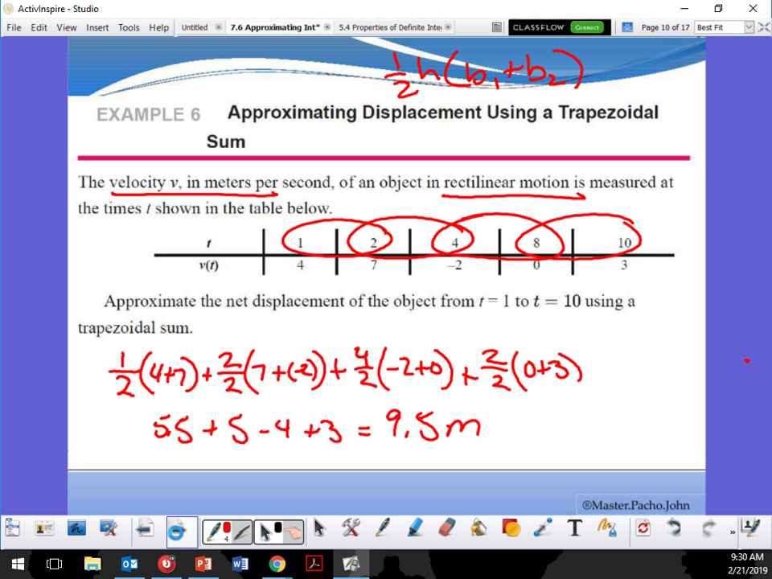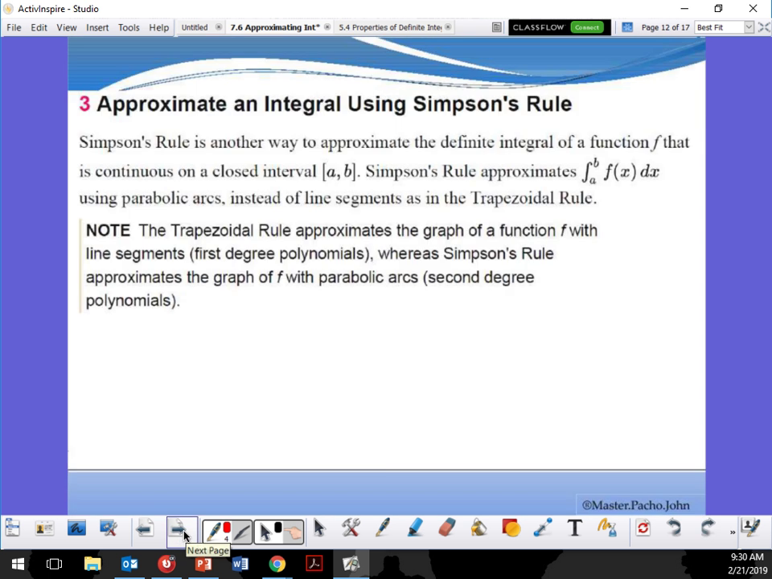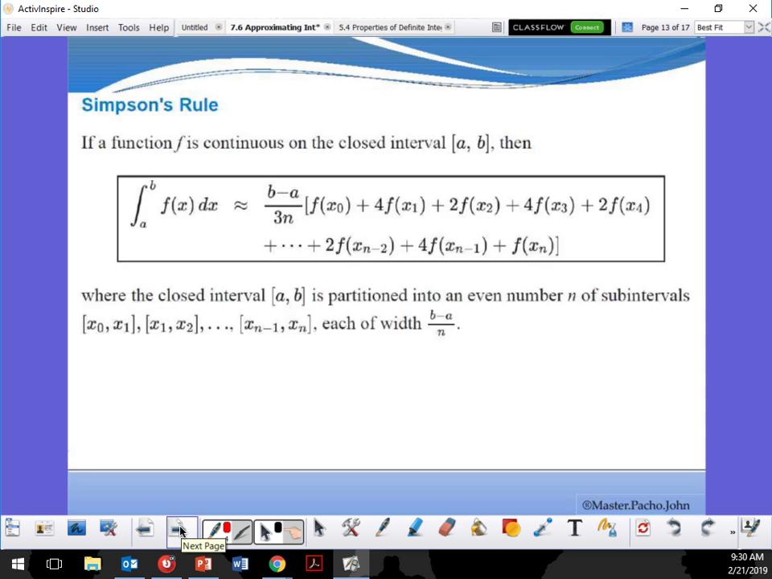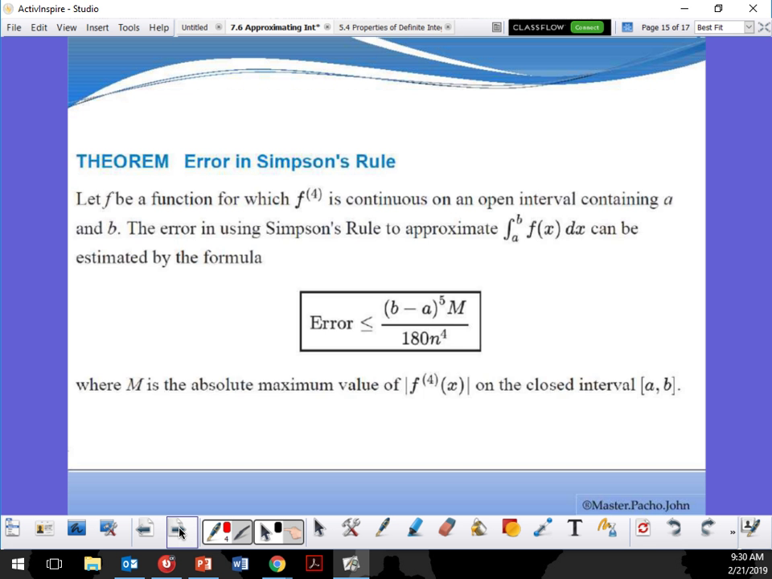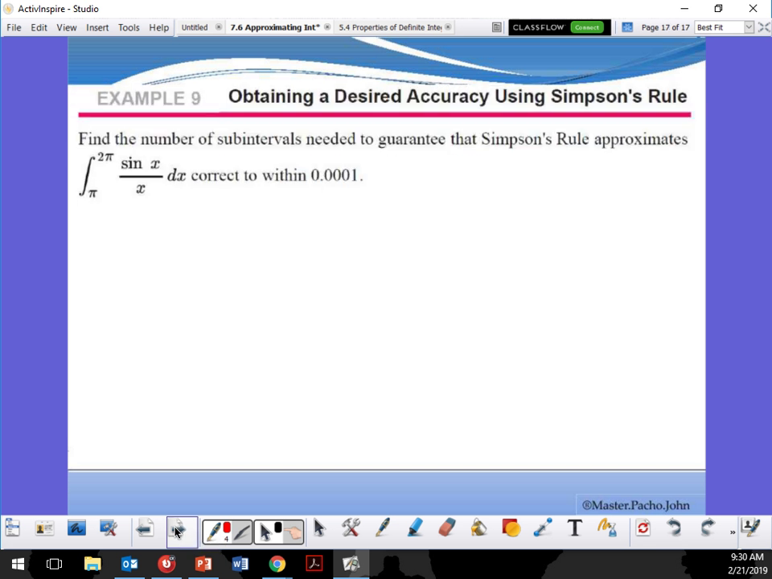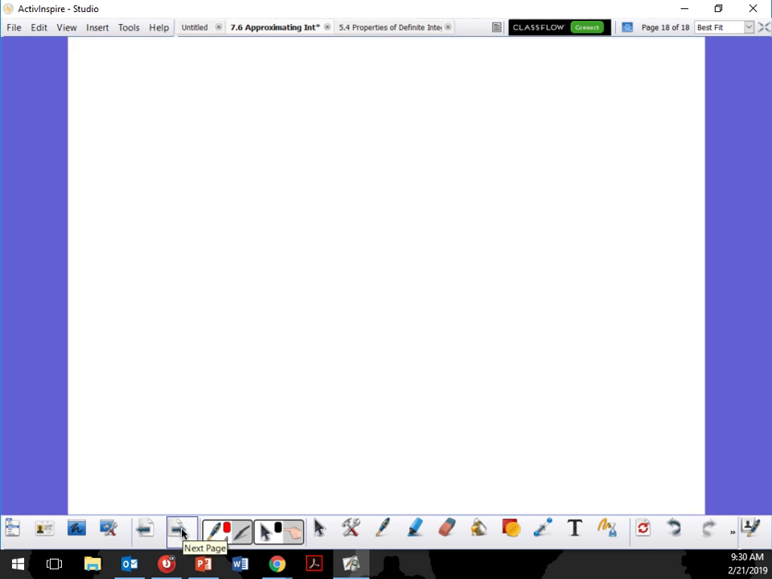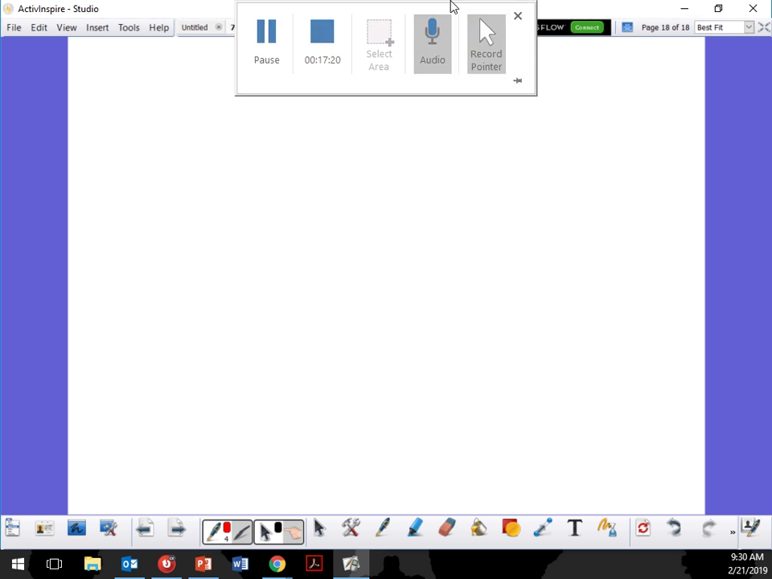Yep. Super. All right, so Simpson's Rule. Don't do it. Hey, look, we're done. Okay, so Simpson's Rule is not an AB or BC topic.